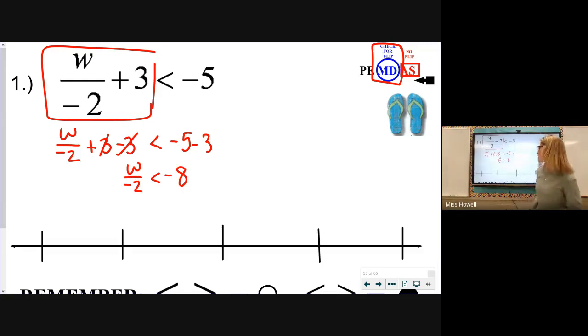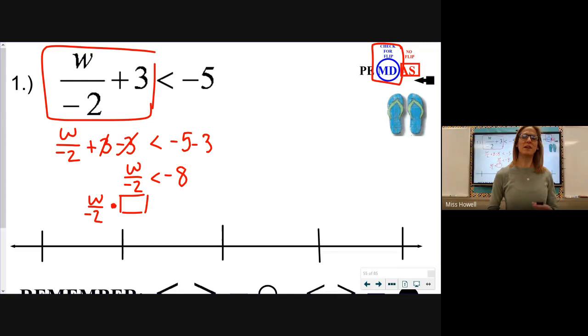So be careful. Our next step is we need to remove a divide by -2. So we have our w divided by -2. Since it's a divide, we're going to multiply. Whatever number we put right here is our number that determines whether it's a flip or no flip. If that number is a positive number, no flip. If that number is a negative number, we have to flip on this step the direction of our sign.